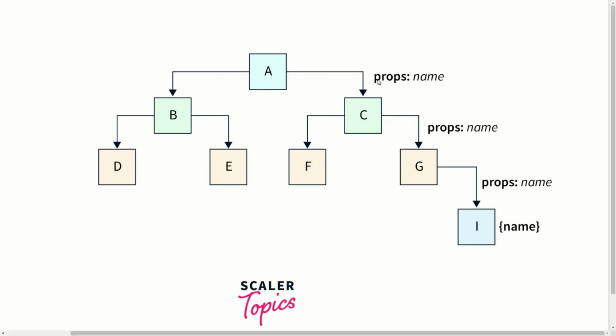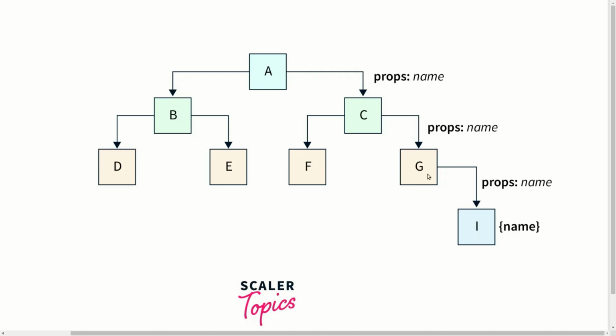Okay, so by using props, I pass this value from A to C, and if again I am willing to use this name in my G component, which is the child component of C, here A is the parent of C, and C is the parent of F and G components, right? So if I want to use this name in the G component, first I have to pass this prop from A to C and then from C to G.